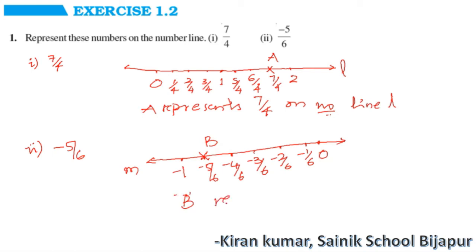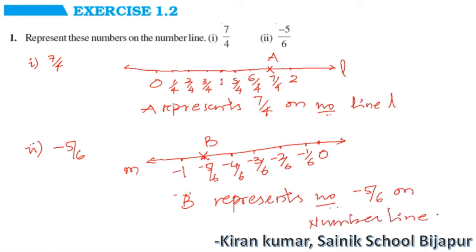So B represents the number negative 5 by 6 on the number line M. So remember friends, I have not taken all the integers on the number line. I have just considered the two integers which are closer to the given rational number.